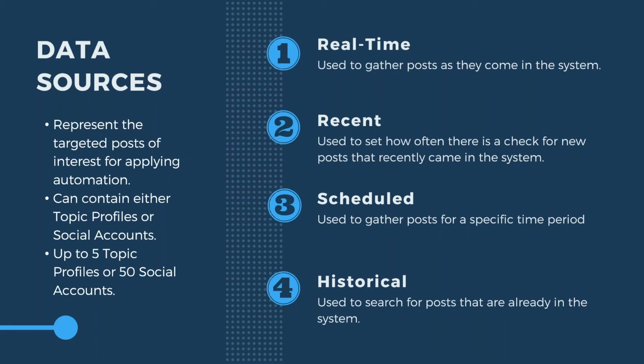The data source can contain either topic profiles or social accounts, and any topic profile or social account that you have created in your Social Studio tenant will automatically be obtained in Social Studio Automate, so it's available for selection. In a single data source, you can have up to 5 topic profiles and up to 50 social accounts. And you also have different uses for data sources.